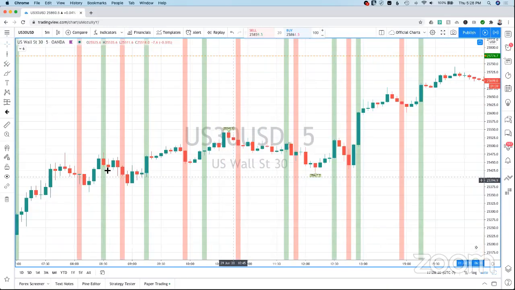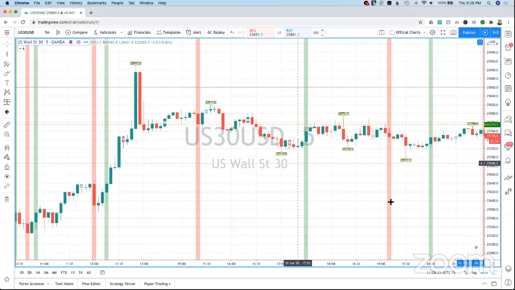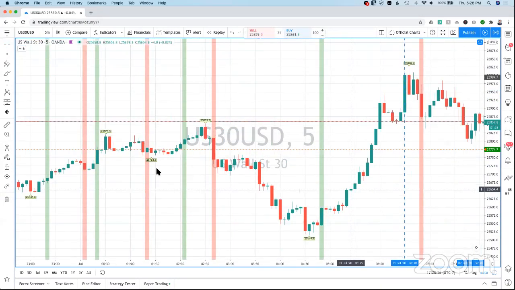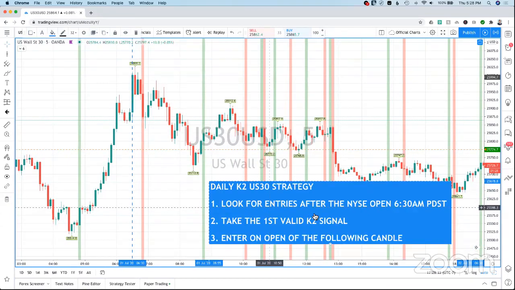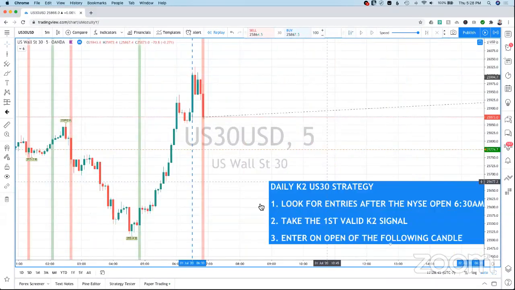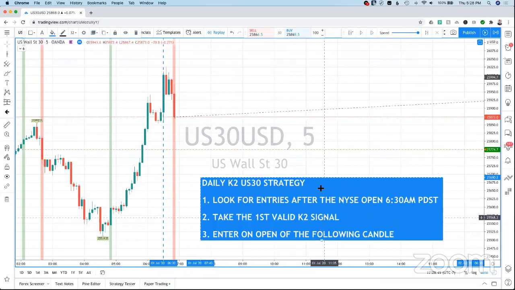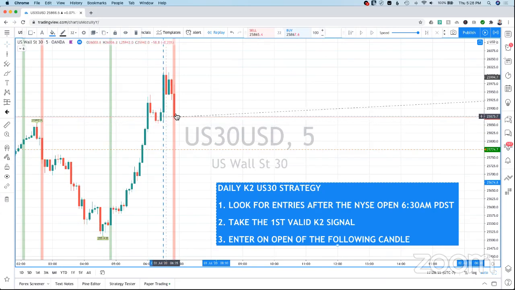So getting that out of the way, we've met the first two requirements. First, we want to look for entries after the New York Stock Exchange opens at 6:30 a.m. Pacific Daylight Savings Time. We started looking for entries right here. Let me just back this up. So first requirement is met. Next, you want to take the first valid K2 signal that appears after that time. As you can see right here, the New York Stock Exchange opened right here, and here's the first valid K2 signal. So once we get those two, we can enter on the open of the following candle.